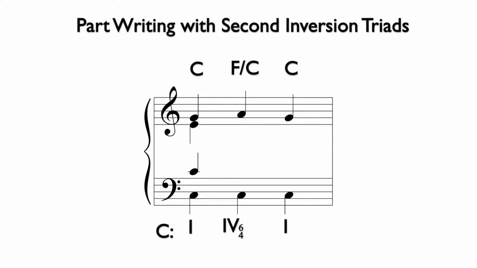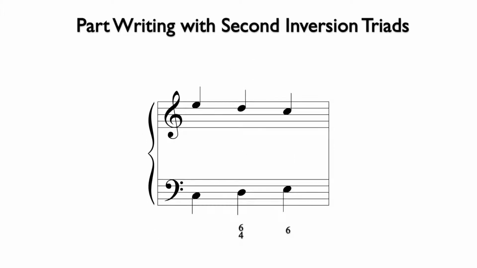For the 4/6/4, we need to double the fifth. This is C, so we will repeat the C in the tenor voice. The other voices will move by step to complete the chord. The soprano moves to A and the alto moves to F. For the final root position C, we will return to the same voicing as the first chord by keeping C in the tenor and moving the soprano by step back to G and the alto by step back to E.